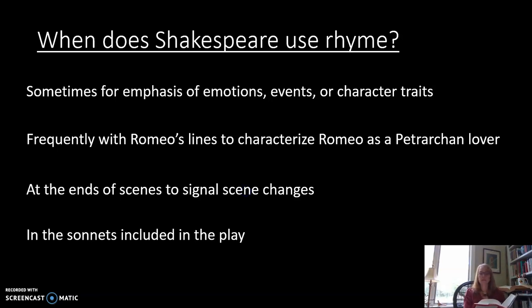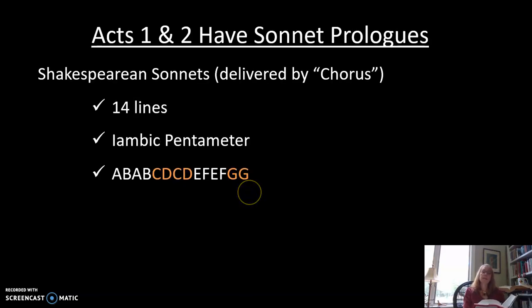Also, within the sonnets included in the play, there is some very specific stylized rhyming. So, for example, before Acts 1 and 2, Shakespeare has included prologues that are sonnets. They are, in fact, Shakespearean or English sonnets, 14-line poems in iambic pentameter with this very particular rhyme scheme, AB, AB, CD, CD, EF, EF, G, G. These are delivered by the chorus, which is a throwback to ancient Greek theater, tragedy, and the chorus is giving, in the first one, for example, an overview of the entire play, and in the second one, sort of a summary of what's happened so far and what is, in general, yet to come.